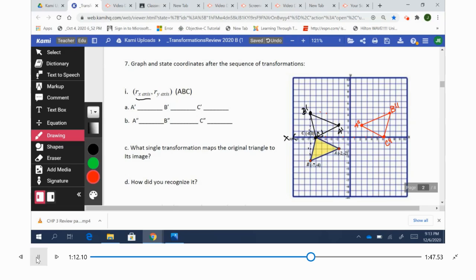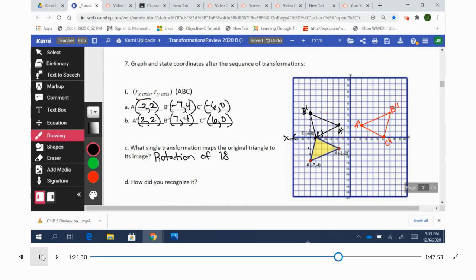Okay. So we're writing in the coordinates. That's the state the coordinates part. So don't miss that. Graphing is placing the points on the graph. Labeling is putting the letters there. Doesn't say to do that, but we really need to. State the coordinates is this part. Make sure your coordinates are in parentheses with a comma separating the x and the y coordinate.